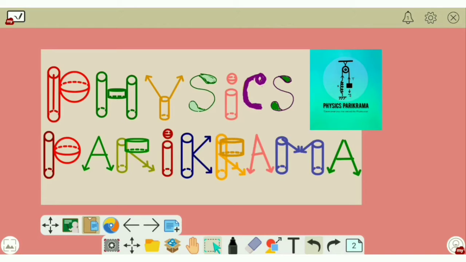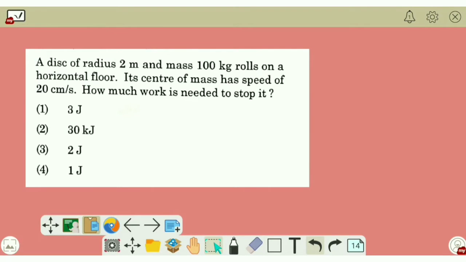So this is lecture 2 on work, power and energy, and I will solve and explain previous year NEET problems on it. So let's get started. So read the question.